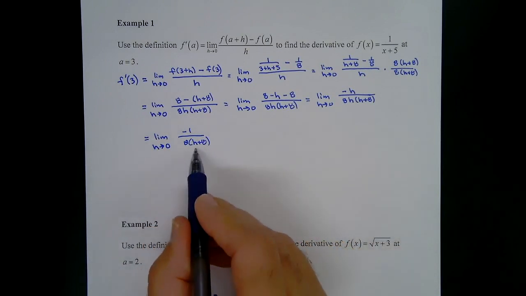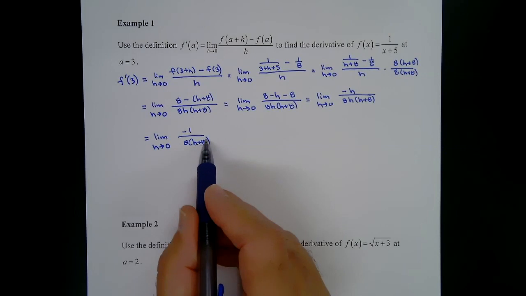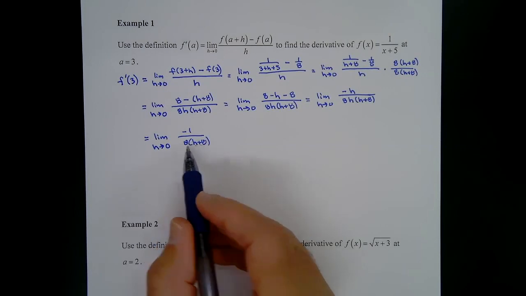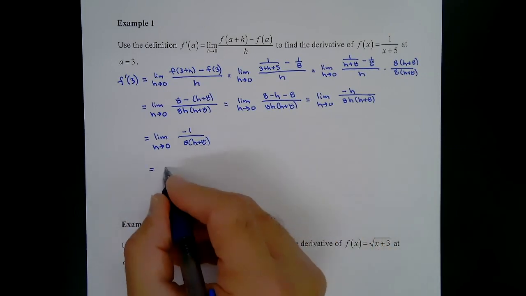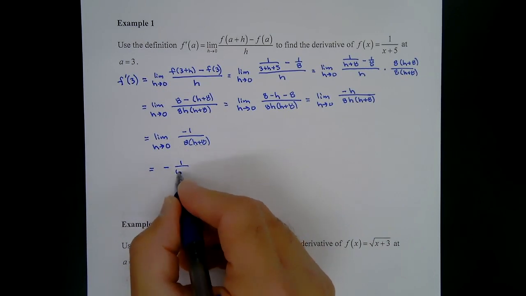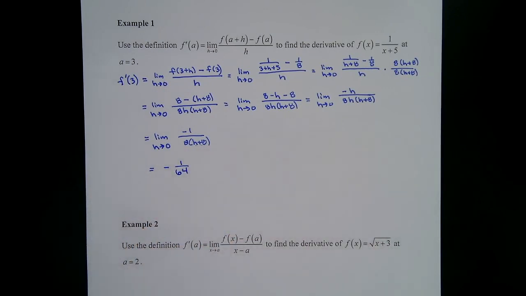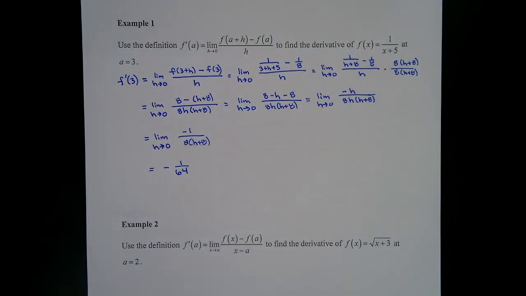And now if I put 0 in here for h, this is going to be 8 right here. Multiplied by 8 is 64. So the answer to this is negative 1/64. That is the derivative at x equals 3. Okay, so that's the derivative at 3. That's not the derivative. It's the derivative at. Notice I'm saying at this particular value, okay? All right? Don't worry, it's coming where we're going to find the derivative, the formula, okay?